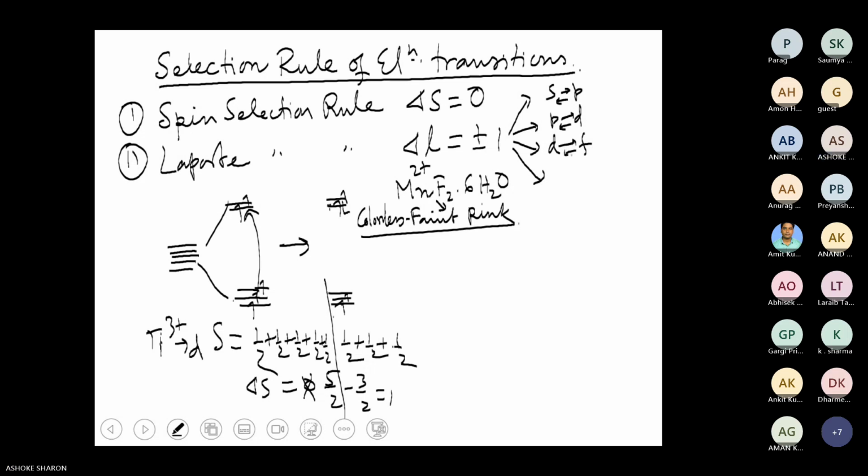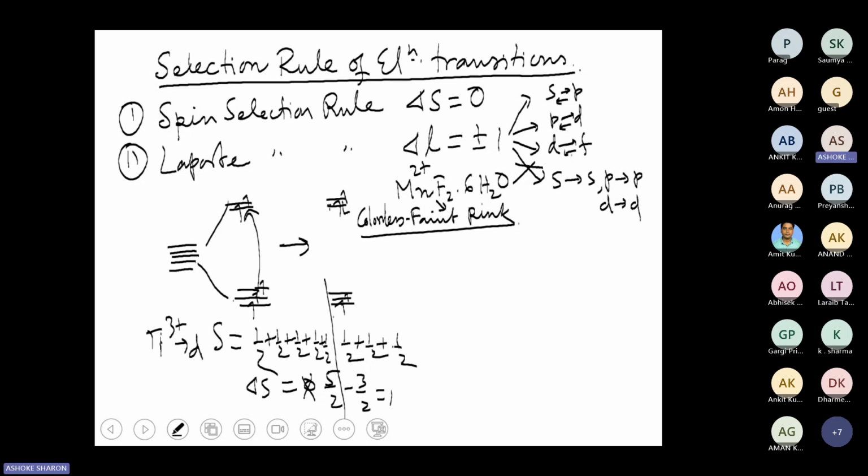Like this. But no transition is possible from S to S or P to P or D to D. These are prohibited because in those cases the delta L is 0.